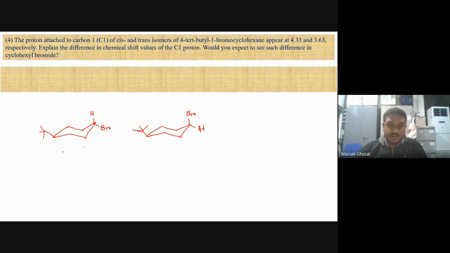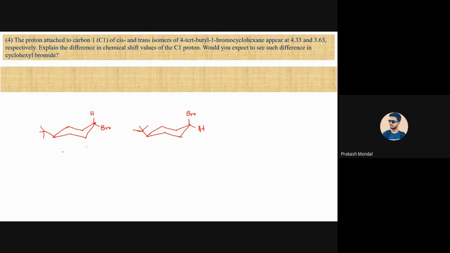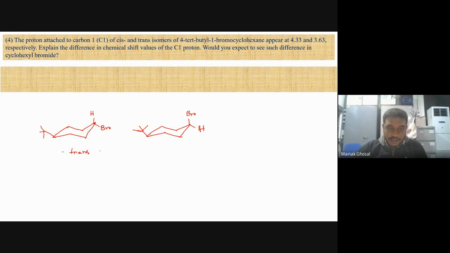Which one is cis, which one is trans? First one is trans and second one is cis. This is trans and this is cis, because here you see both tertiary butyl and the bromine will be in the same direction. It is cis, and if it is in the opposite direction, this is trans. Now the question is, you see here hydrogen is axial hydrogen, and here hydrogen is equatorial hydrogen.